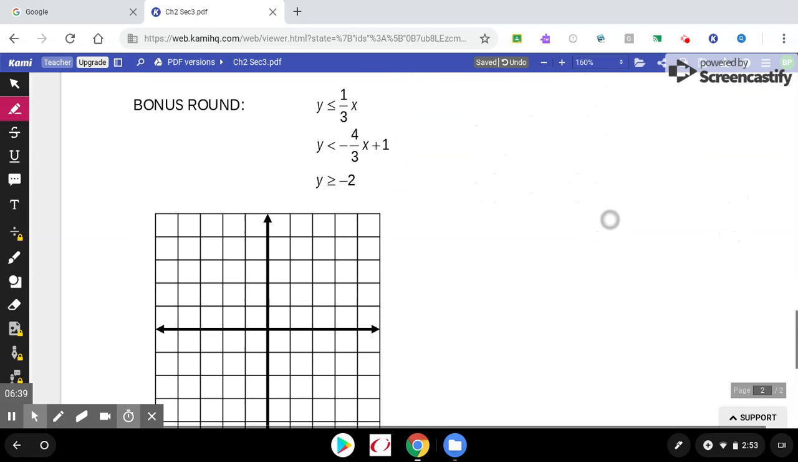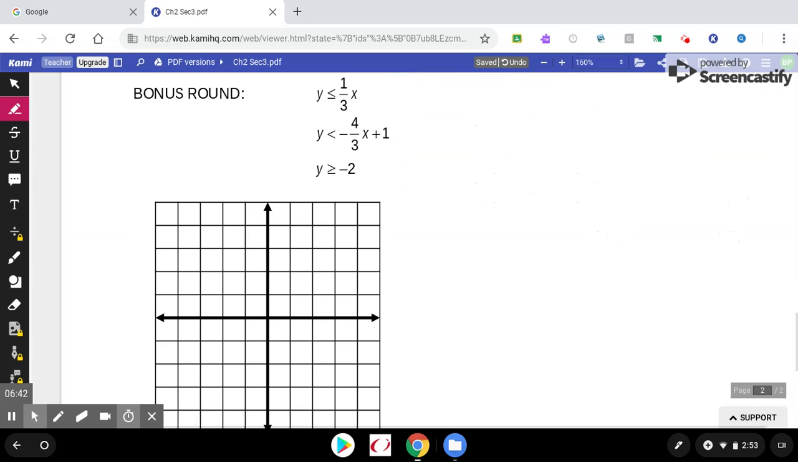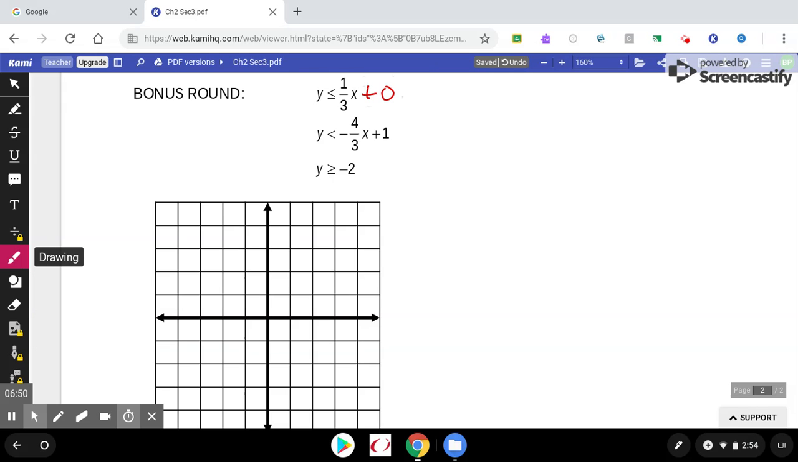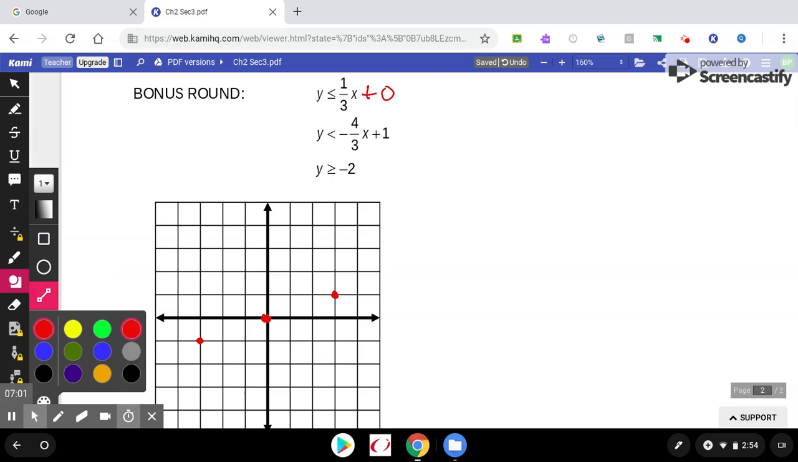All right, bonus round. We've got to do 3 graphs. Notice, no absolute values. Understood to be +0 on the end of that guy. So I would start here, up 1 over 3. Could go down 1 over 3. That's got an equal sign underneath, so I'm going solid line.